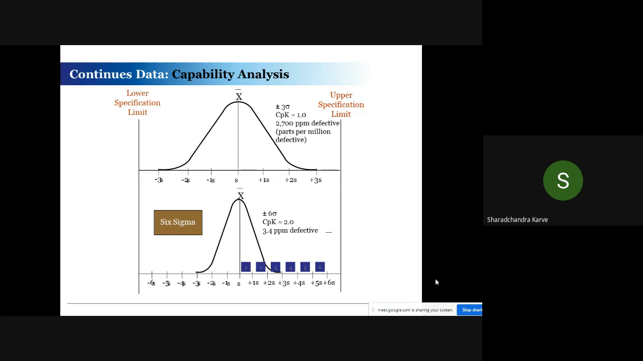Now you can look at your upper curve and lower curve. The lower curve is far better and it is far away from your upper specification, so the probability of a defect is very less. That is why the sigma level or the capability of the process is good. That is how you have to calculate the capability of the process. Next slide, please.